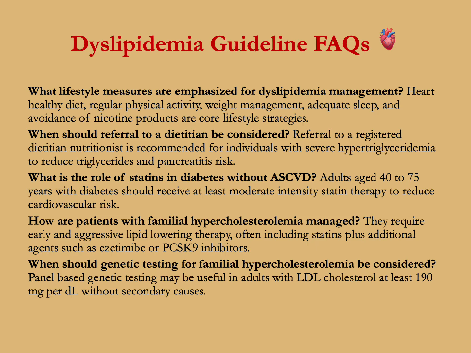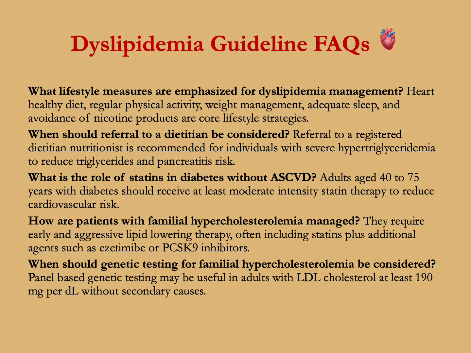What lifestyle measures are emphasized for dyslipidemia management? Heart-healthy diet, regular physical activity, weight management, adequate sleep, and avoidance of nicotine products are core lifestyle strategies. When should a referral to a dietitian be considered? Referral to a registered dietitian nutritionist is recommended for individuals with severe hypertriglyceridemia to reduce triglycerides and pancreatitis risk. What's the role of statins in diabetes without atherosclerotic cardiovascular disease? Adults aged 40 to 75 years with diabetes should receive at least moderate intensity statin therapy to reduce cardiovascular risk.